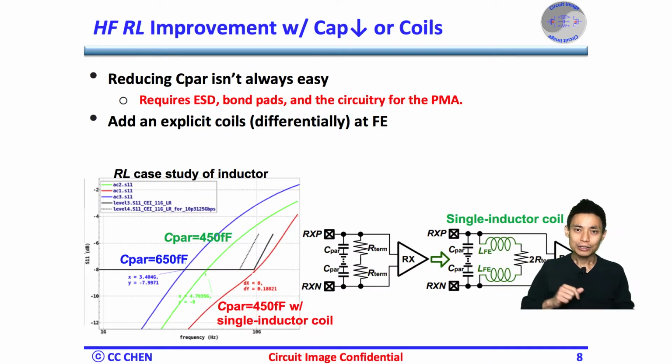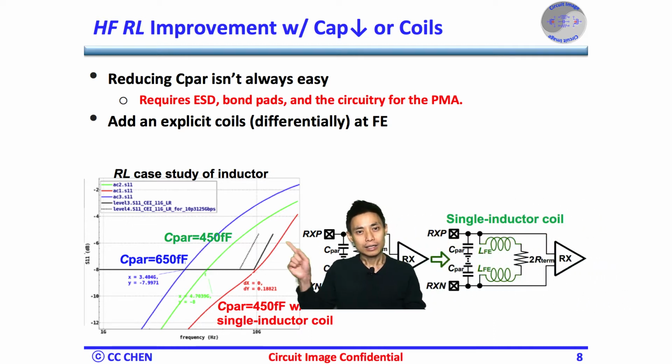Bingo! Adding the coils will help. Those added capacitances must be mitigated with the coils to shift the total impedance to a higher frequency. A case study without any coil may show you the return loss would be improved from 650 femtofarad to 450 femtofarad, but still not meet the specification because of the limited impedance match improvement.